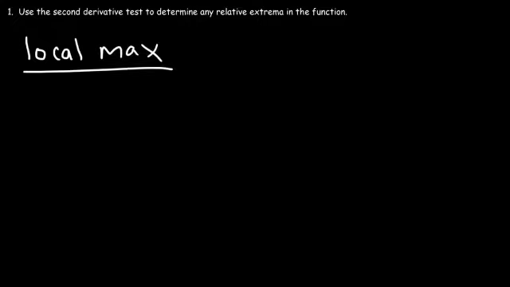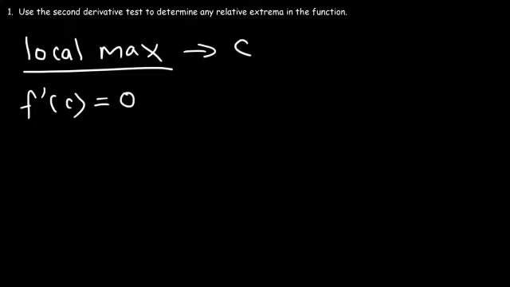In this video, we are going to use the second derivative test to determine if there is any relative extrema in the function, if there is a relative maximum or a relative minimum. So let's talk about a relative maximum or a local maximum. In order to get a local maximum, the critical number has to be found, so the first derivative has to be equal to 0 at some point c.